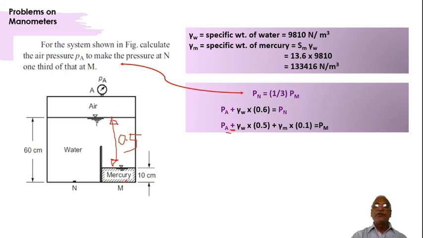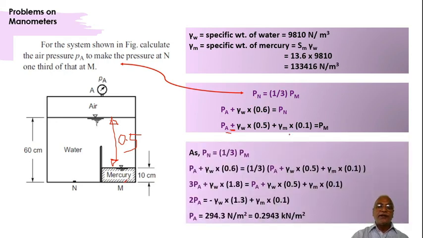Now substitute these two in this equation to get the answer. As Pn is equal to 1/3 of Pm, I simply substitute these values there, and simplify to get the value of PA, which is equal to 294.3 Newton per meter square, which is equal to 0.2943 kilonewton per meter square or kilopascals.